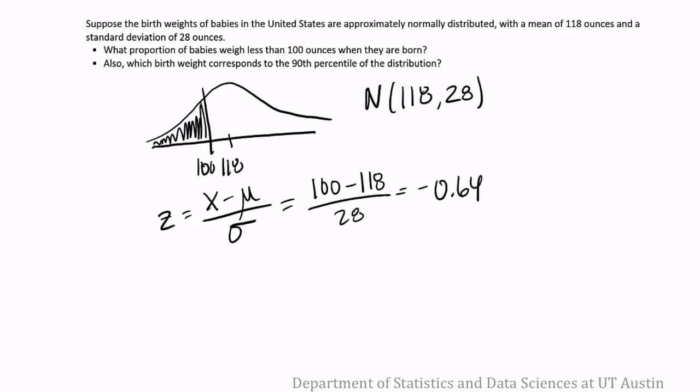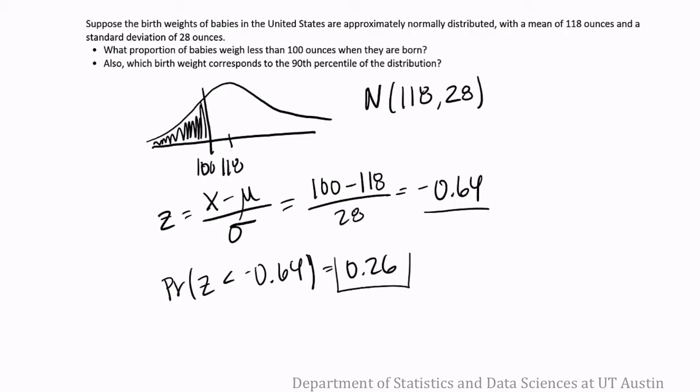And we're going to take this z, look it up on the normal distribution probability table, and we see that the probability of having a z less than negative 0.64 is equal to 0.26. So this tells us that about 26% of the population is less than 100 ounces.